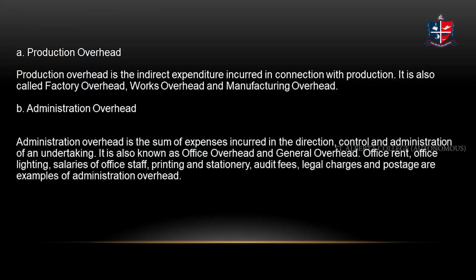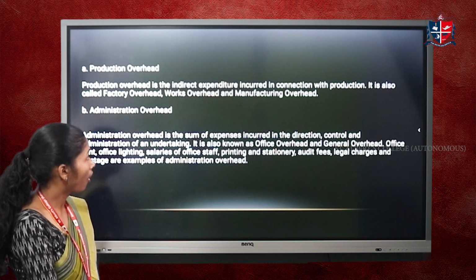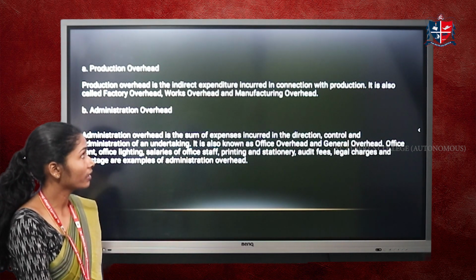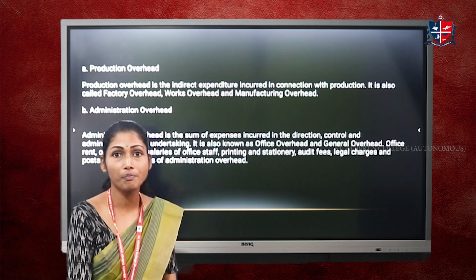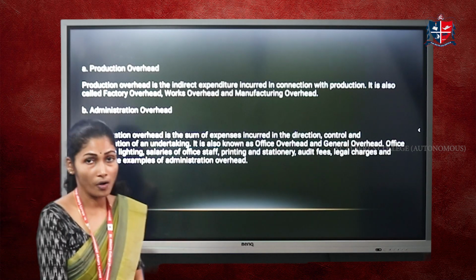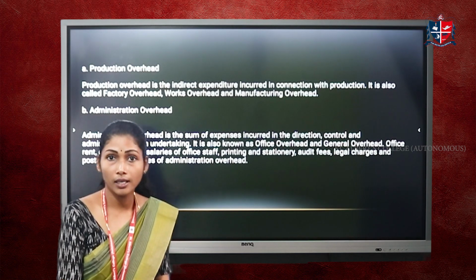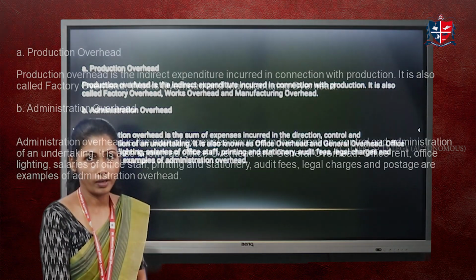First one is production overhead. Production overhead means all the indirect expenditure incurred in connection with the production activity. It is also known as factory overhead, manufacturing overhead or works overhead.